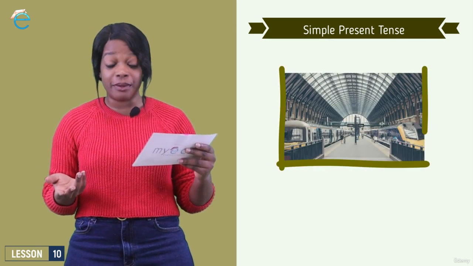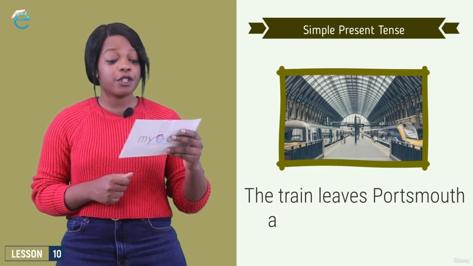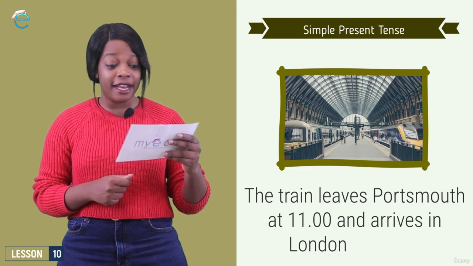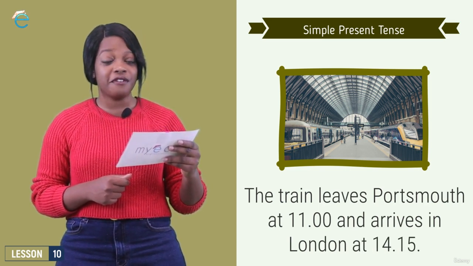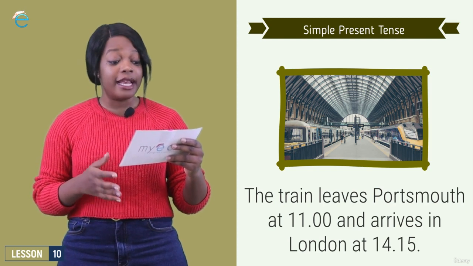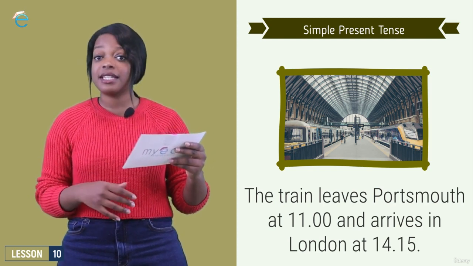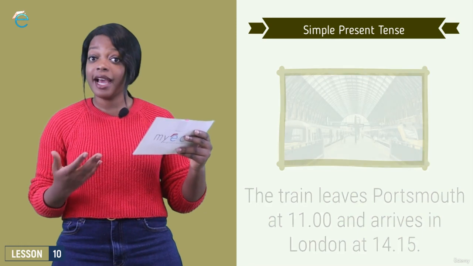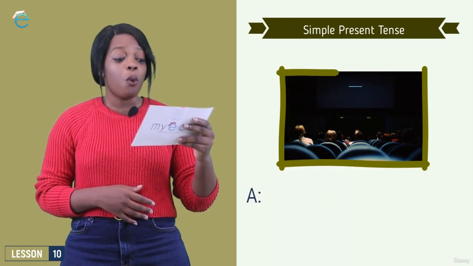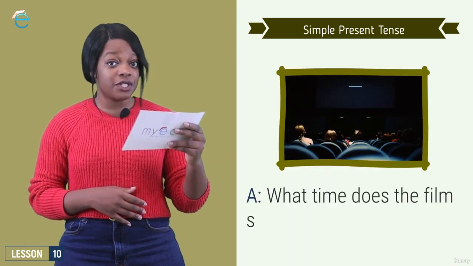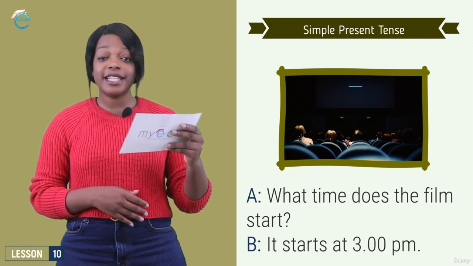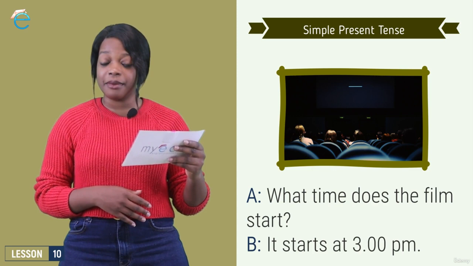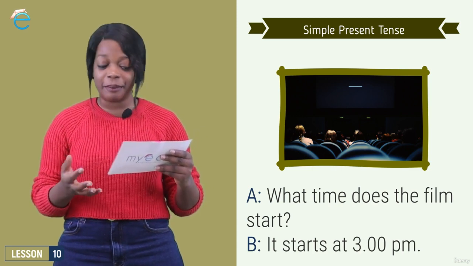Our first example is, the train leaves Portsmouth at 11 a.m. and arrives in London at 2:15. Here, leaves, arrives, simple present tense. Another example, what time does the film start? Is the question. The answer, it starts at 3 p.m. Starts, simple present tense.